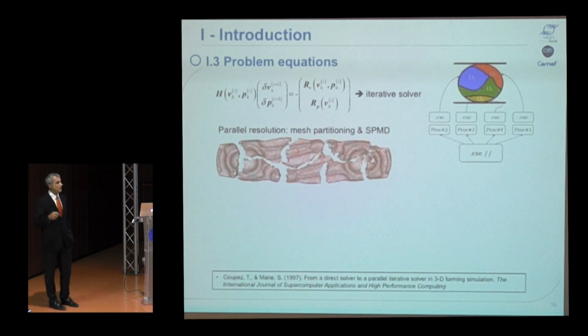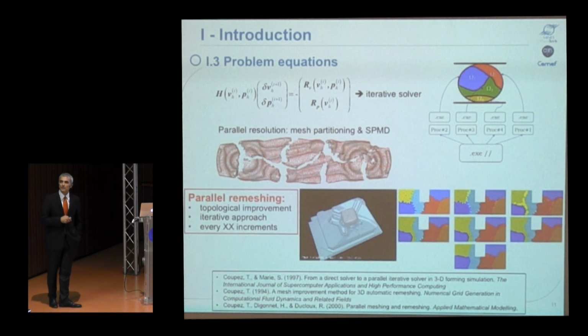Because we have a large system to solve, we are using an iterative solver in a most efficient way. We also use parallel computing based on mesh partitioning. And what is more specific to forging of large deformation processes is the fact that we have very large deformations that require a lot of remeshing. For instance, for some simulations, we have hundreds of remeshings.